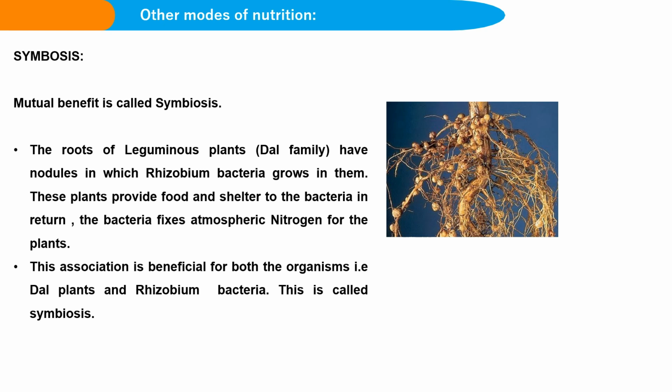These plants provide food and shelter to the bacteria, and in return the bacteria fix atmospheric nitrogen for the plants. Already I told you plants cannot absorb the atmospheric nitrogen. So this bacteria fixes the nitrogen in the form of nitrates and nitrites. In this way both will get benefit. Leguminous plants provide food and shelter to the bacteria, and bacteria fix the nitrogen for the plant. And this association is called symbiosis.